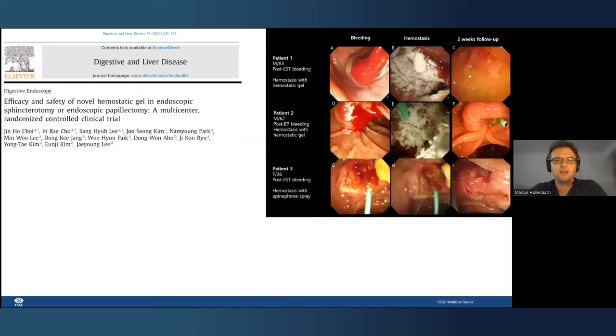What about other mechanisms to reduce the bleeding? This study analyzed the hemostatic gel. It is not the Puristat that is available in the European Union. It's another type, but it's comparable, and it's used in an Asian country.